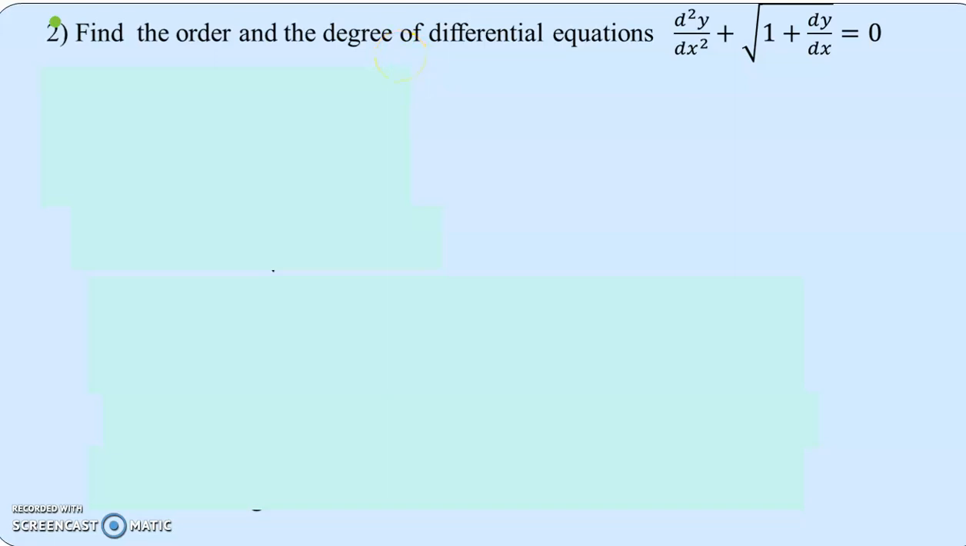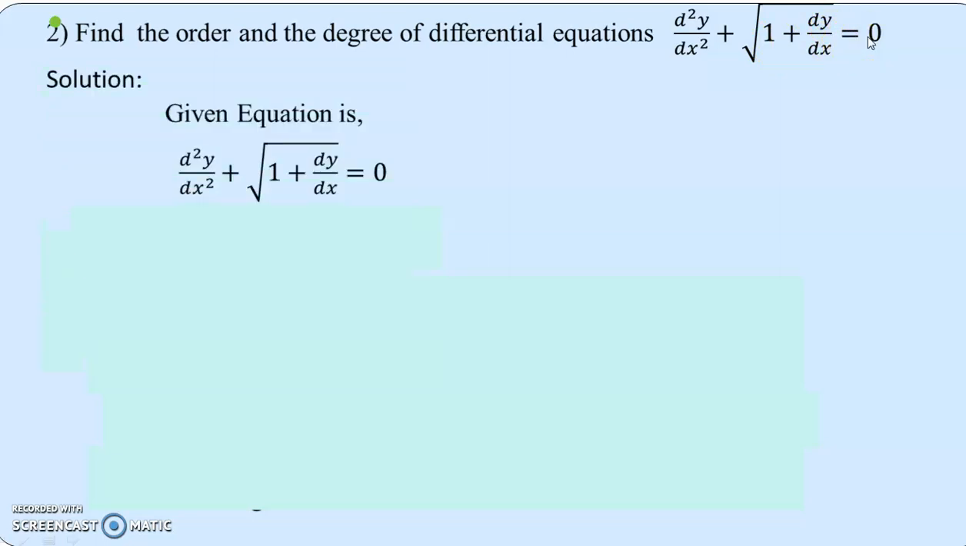Second example: find the order and degree of the differential equation d2y by dx square plus square root of 1 plus dy by dx is equal to 0. To find the solution, first step, write down the given differential equation: d2y by dx square plus square root of 1 plus dy by dx is equal to 0. Here there are two derivatives, dy by dx and d2y by dx square. dy by dx is the first order derivative and d2y by dx square is the second order derivative. So the order of the differential equation is 2.